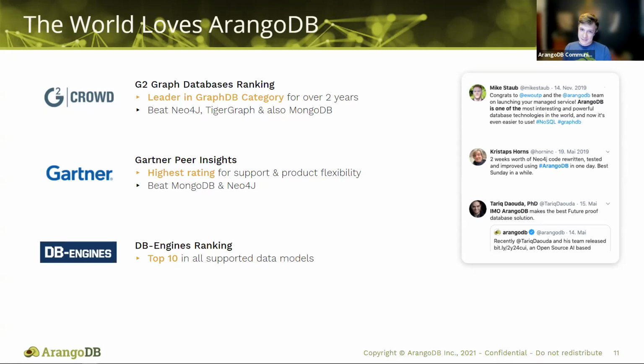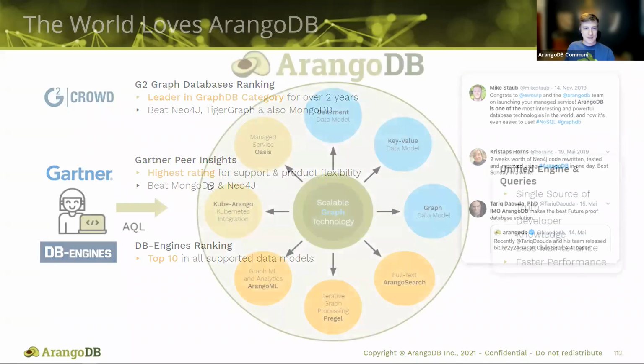With a company, like I said, we're proud to be above 65 employees, but that is relatively small as far as employees go. So to be able to offer this sort of support and product flexibility is really, really important for us. And then on DB Engines, it's just a ranking website. We are top 10 in all supported data models.